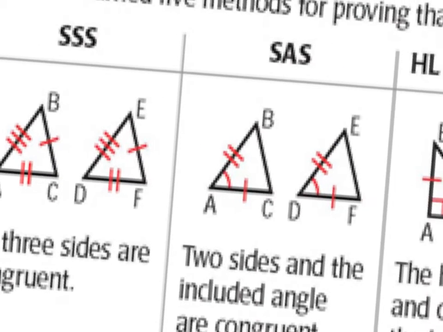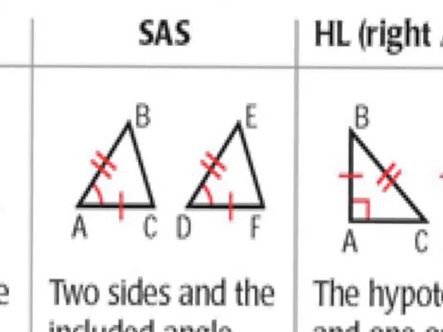SAS, we've got 2 sides of one triangle that match 2 sides of another, and we definitely have an included angle. Remember, it's the angle that is being pinched by the 2 lines. That's what we're looking at there, the included angle for SAS.